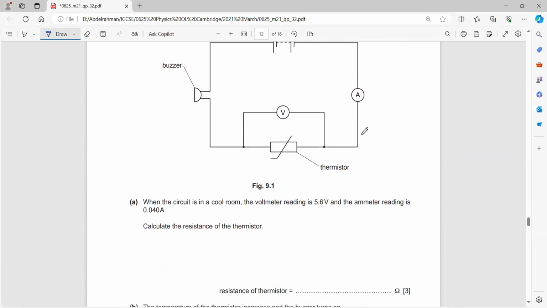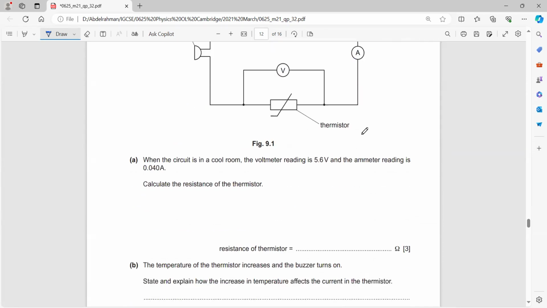I have a thermistor. I have the voltage of the thermistor and the current passing through it. Calculate the resistance. R equals V over I. 5.6 over 0.04 equals 140. 140 ohms.